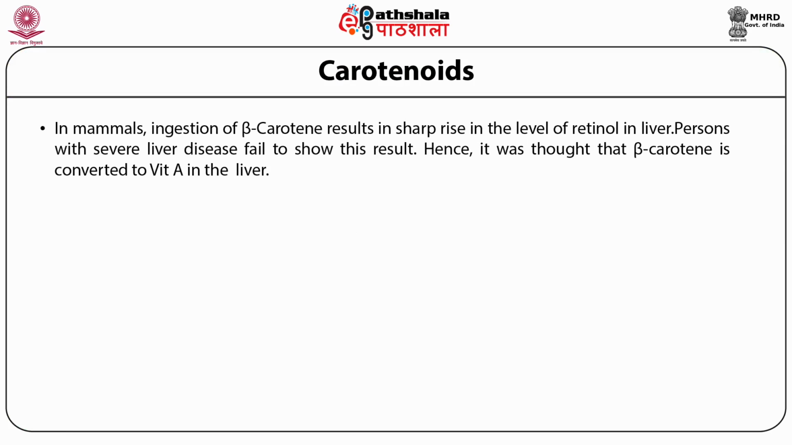In mammals, ingestion of beta carotene results in a sharp rise in the level of retinol in liver. Persons with severe liver diseases fail to show this result. Hence, it was thought that beta carotene is converted to vitamin A in the liver. However, later studies indicated that this conversion takes place in intestinal mucosa. Hence, why patients of liver diseases fail to show rise in the levels of hepatic vitamin A after beta carotene administration is not clear.